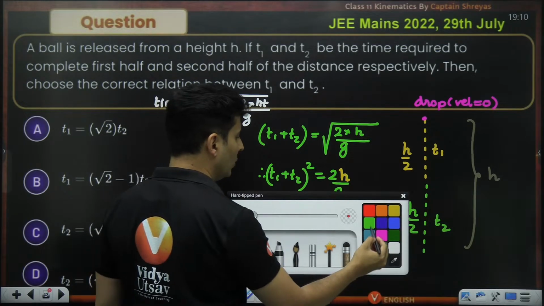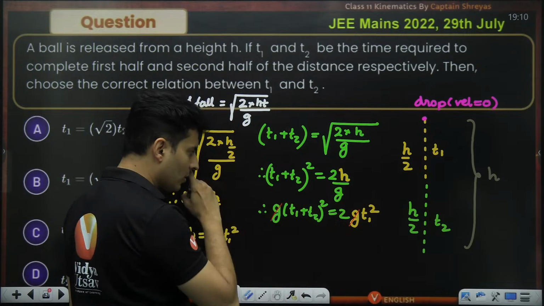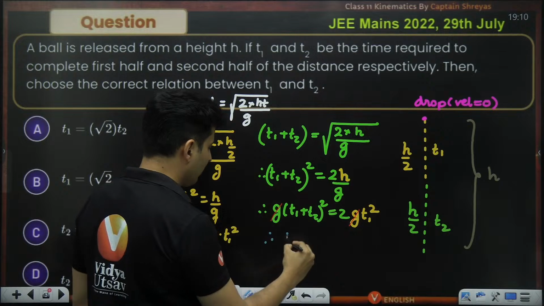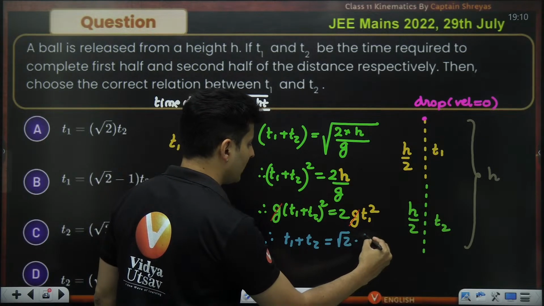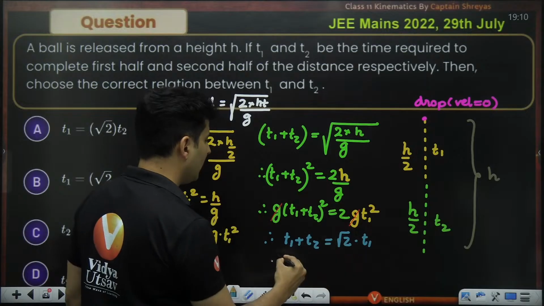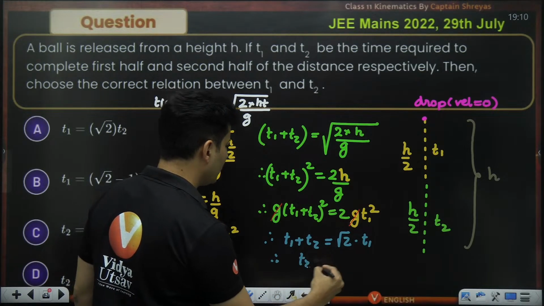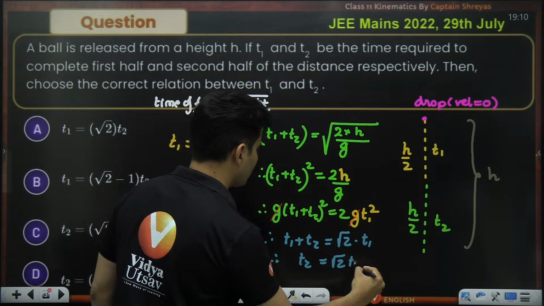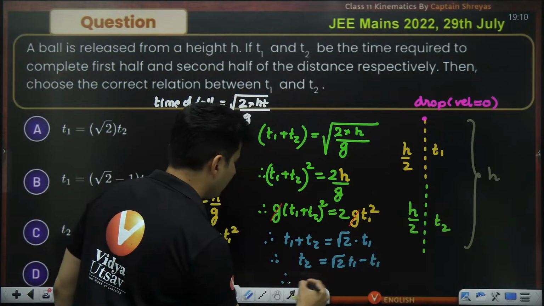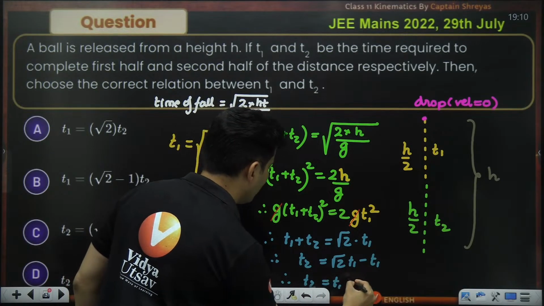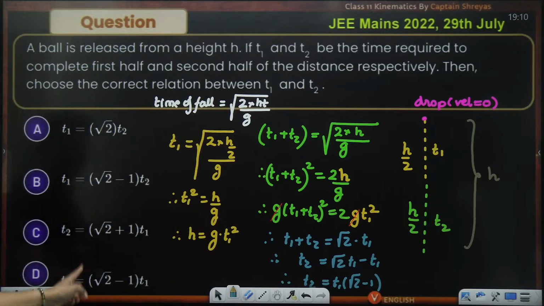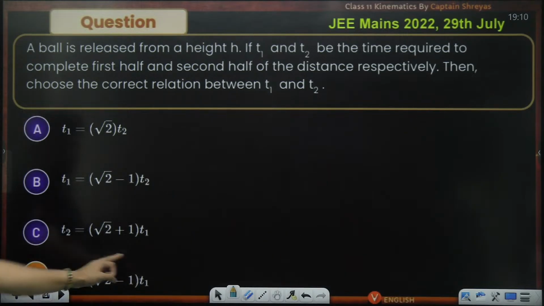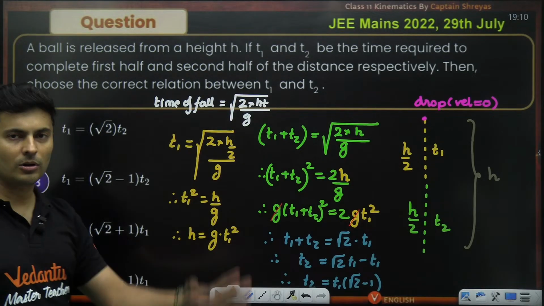Now I will take square roots on both sides. So T1 plus T2 will be root 2 times T1. So T2 will be root 2 times T1 minus T1. Therefore T2 will be T1 common, root 2 minus 1. So T2 is root 2 minus 1 times T1, which is option D, of course. Yes, D for your Diksha ma'am.